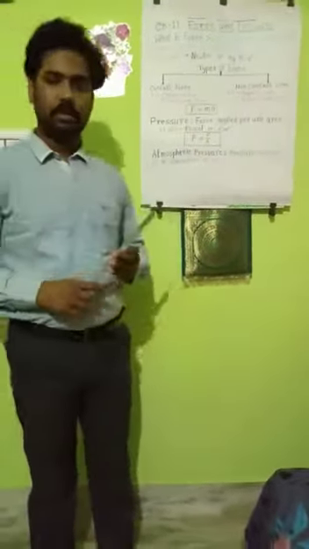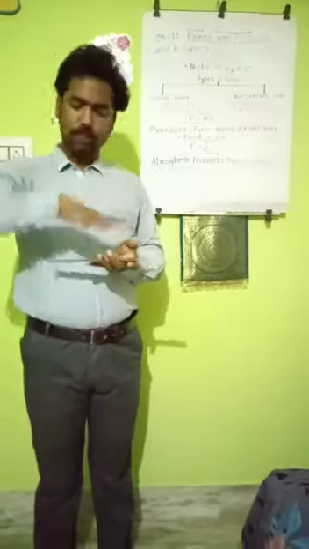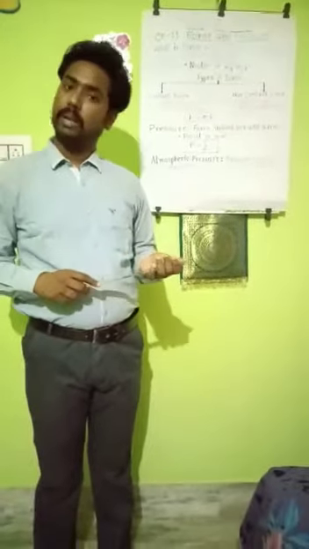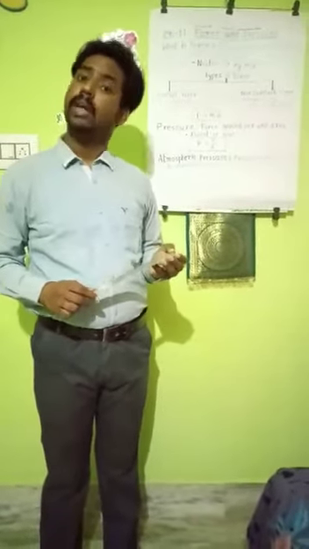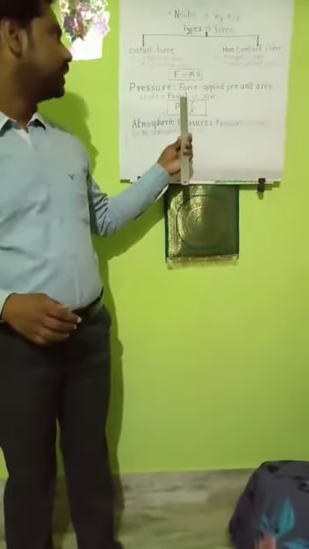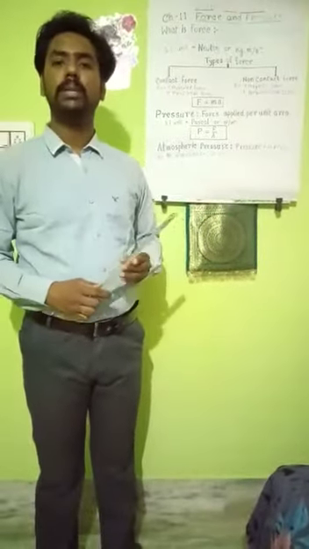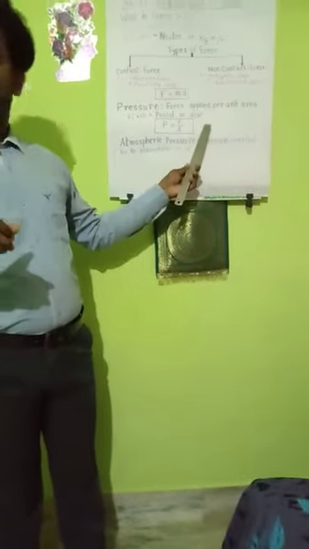Next, what is pressure? Pressure is the force applied per unit area. When we apply force on a unit area, that is called pressure. So what is the SI unit? SI unit of pressure is Pascal or Newton per meter square. Why is it called Newton per meter square? Because 1 Newton force is applied per 1 meter square area.